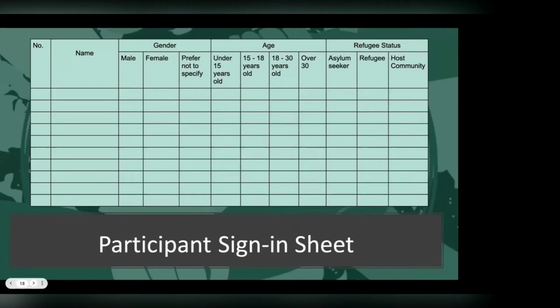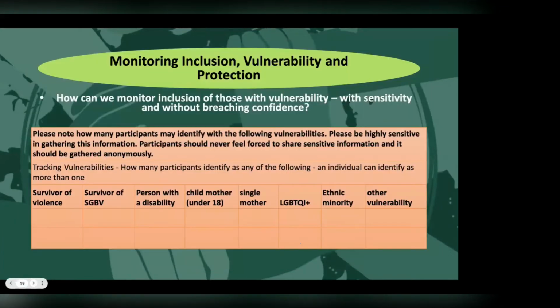Within your community, you'll see that there are different people who have different vulnerabilities, and it's really important to have that. At the same time, when you have this participant sign-in sheet, it's also a way of gathering this little information on how you can make sure that as you're implementing, you're sensitive with how you treat the different people you're working with.